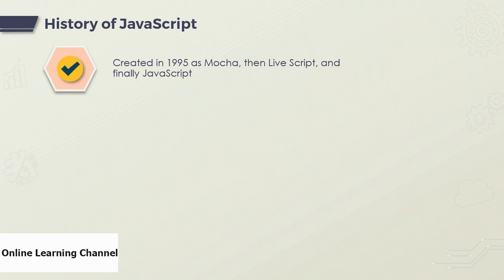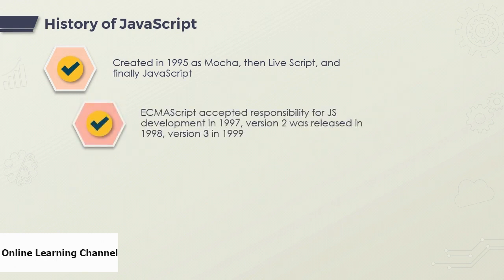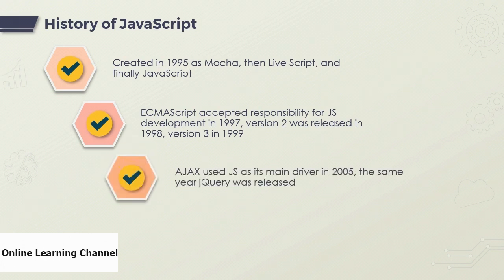Let's go a little bit into the history of JavaScript. Originally, it was created by Netscape, and it was called Mocha in 1995. Then the name changed to LiveScript, and now finally it's called JavaScript. ECMAScript, which is a European-based organization, accepted responsibility for JavaScript development in 1997. They released version 2 in 1998 and version 3 in 1999. Now, Ajax, a very special technology which allows the web page to refresh itself or to update itself in the background without the browser itself refreshing, that's a Microsoft technology.